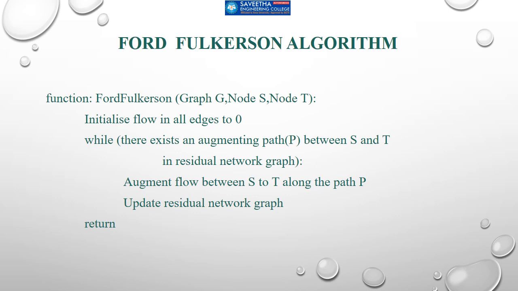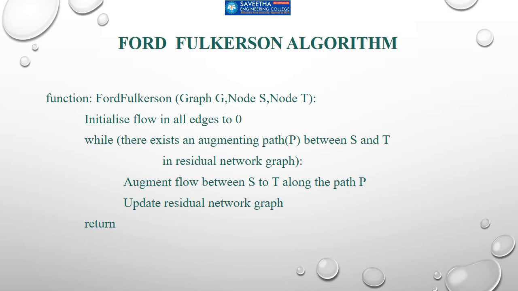So this is the algorithm we have done now, which was developed by Ford Fulkerson. We have a graph G, which is the network, consisting of node S as the source node and T as the sink node. Initially the flow in all edges is 0. That is what we did in the very first slide. We put 0 for all the edges.